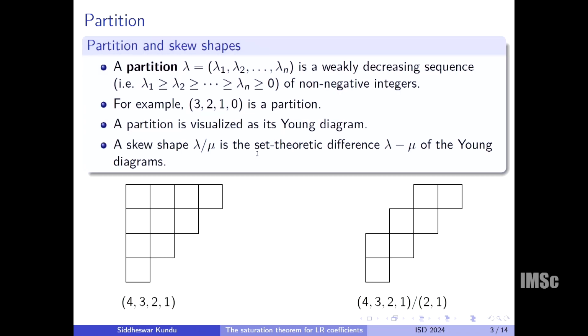So let's start with partitions. A partition lambda 1, lambda 2, ..., lambda n is a weakly decreasing sequence of non-negative integers. For example, 3, 2, 1, 0 is a partition. A partition is visualized as a Young diagram. For example, for 4, 3, 2, 1, there are 4 boxes in the first row, 3 in the second row, 2 in the third row, and 1 in the last row. And a skew shape lambda/mu is the set theoretic difference lambda minus mu of the Young diagrams. So if we consider 4, 3, 2, 1 / 2, 1, then we remove 2 boxes from the first row and 1 box from the second row.